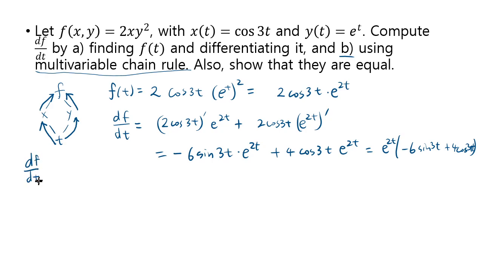df/dt is the sum of these two different ways that t affects f. So one way f gets affected is through x. So t affects x and x affects f. Plus, t affects y and y affects f. Okay, so change of f over change of x, what is that? Well, that means it's a partial derivative with respect to x, and that means you are treating 2 and y squared as just a constant multiple of x.